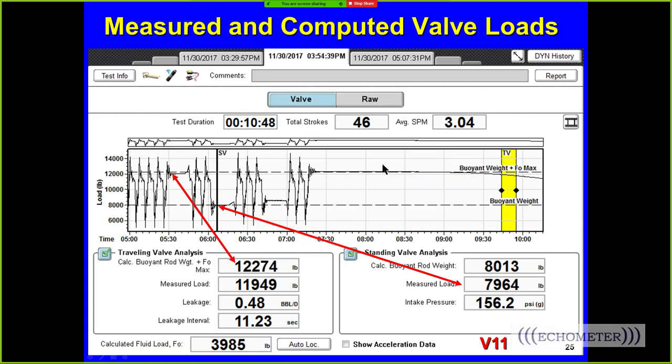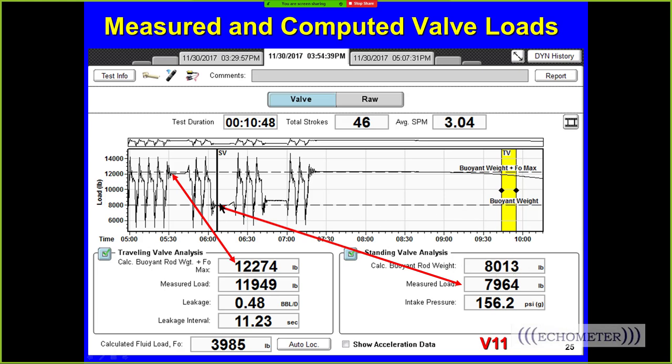Now, this is a valve test in TAM, and it's displaying the traveling valve load here, and here's our calculated reference as a maximum. You can see the maximum is a little higher than what we measured because this well has a little bit of fluid above the pump, and so this line right here is a little bit below that dashed line. And this dashed line right here is the weight of rods and fluid calculated. And so here's our calculated line, 8,013.